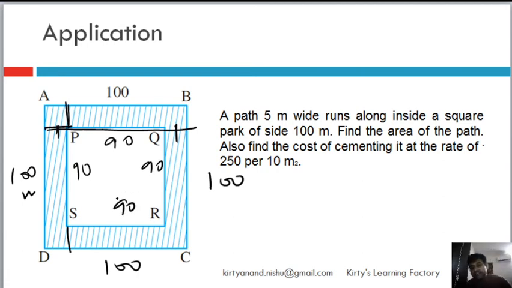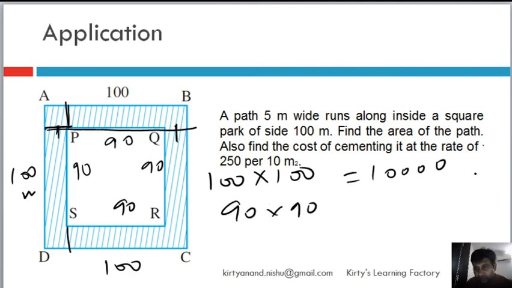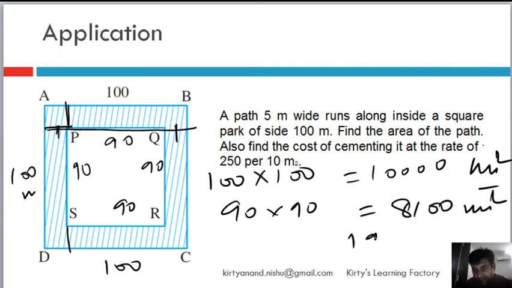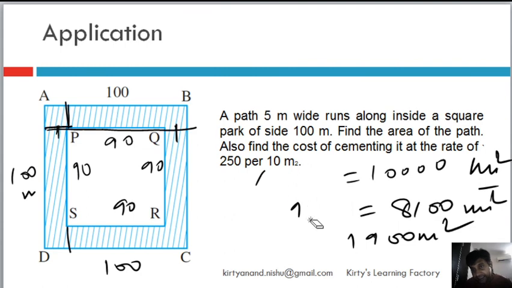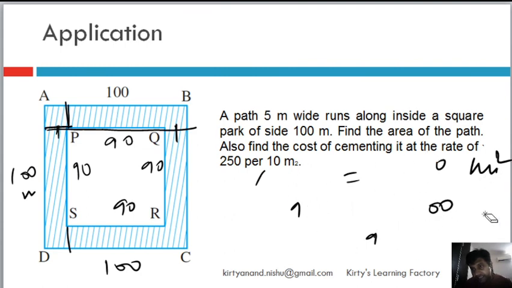So two ways to figure it out. Area of the larger square outside is 10,000. Area of the smaller square inside is 90 into 90. Don't forget to put the units, otherwise your marks will be deducted. It will be 8100 meter square. Get the difference, which is 1900 meter square. That's one way of doing it. And I think in this scenario specifically, that's the easiest way to do it.